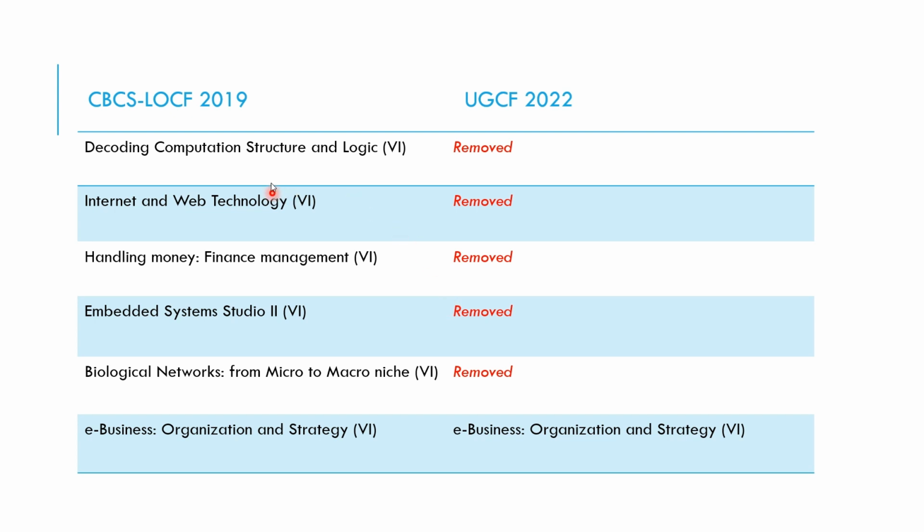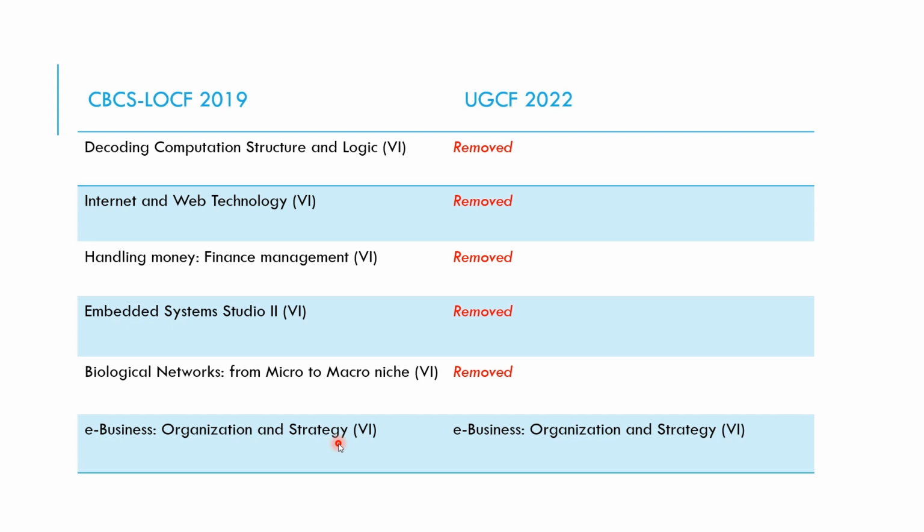The decoding computation structure and logic of semester 6 has been removed. Internet and web technology has been removed. Handling finance management has been removed. Embedded Systems Studio 2 has been removed. Biological networks from micro to macro niche has been removed. You might be thinking they have just removed things. Have they even added things? Yeah, I'll come to that.